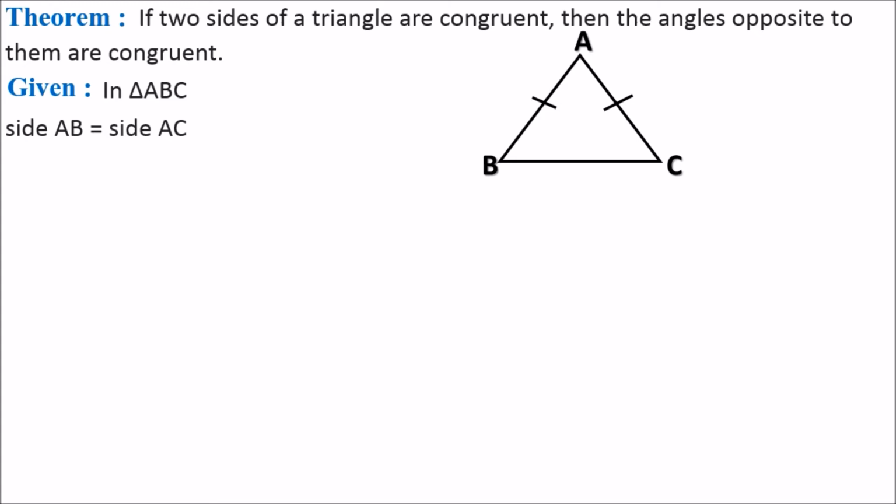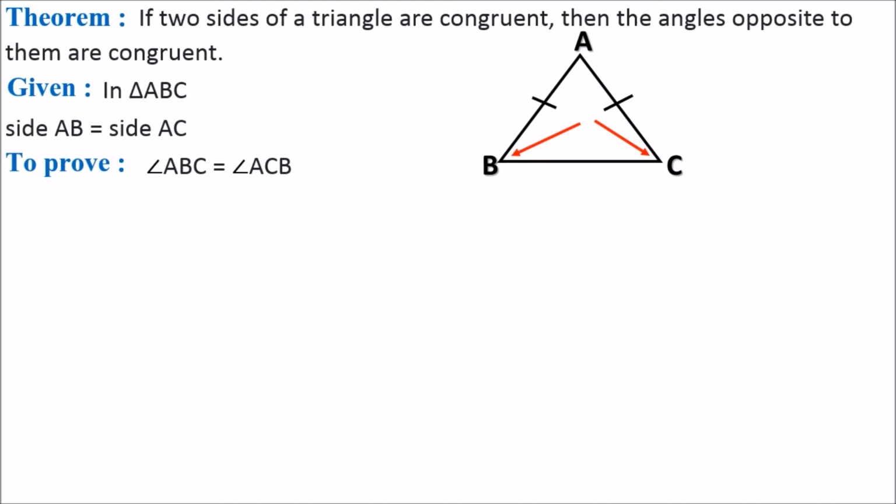So we will find out angles opposite to side AB and side AC. Look at this figure. Here angle C is opposite to side AB and angle B is opposite to side AC. So here I have to prove angle ABC equals to angle ACB. So what I have to prove? Angle ABC equals to angle ACB.